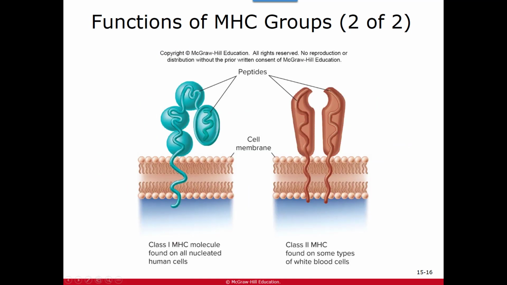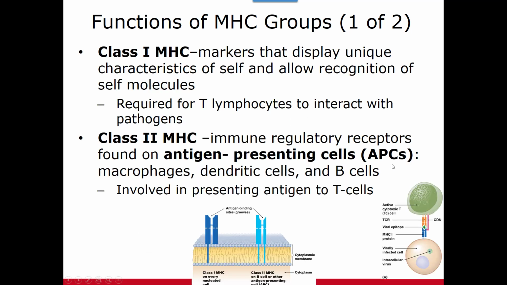Now, just another picture showing class 1 antigen. Again, it's attached right to the cell membrane. Class 1 antigens are found on all nucleated cells in the body. Class 2 antigens are found on some types of white blood cells, the ones we call antigen-presenting cells.